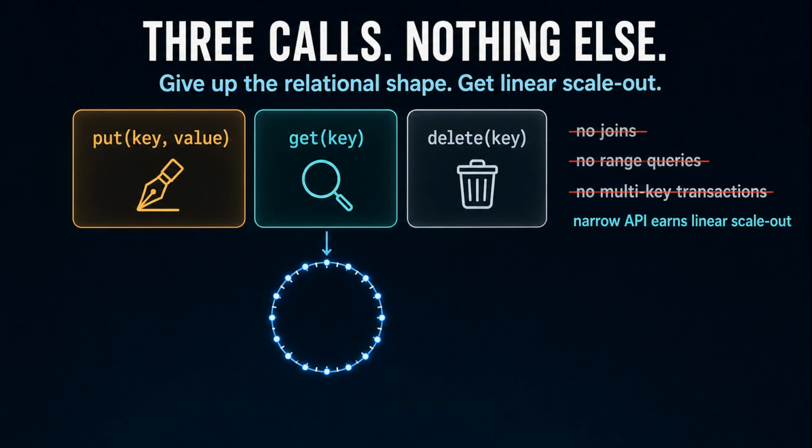The API is small on purpose. 3 calls. Put writes a value at a key. Get reads it back. Delete removes it. No joins, no range queries, no transactions across keys. And no secondary indexes by default, although some systems bolt them on. The point is, the surface stays narrow, so the cluster underneath has freedom. That is the trade. You give up the shape of a relational query, and you get linear scale-out in return.